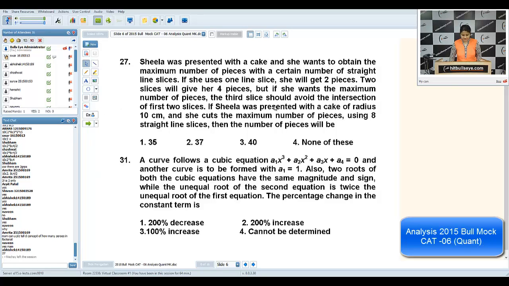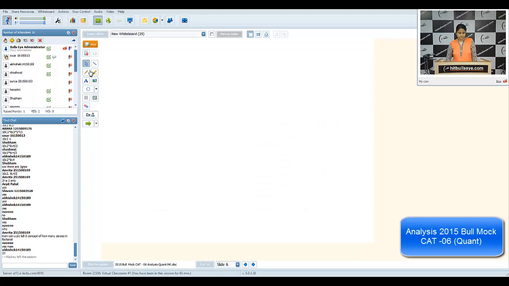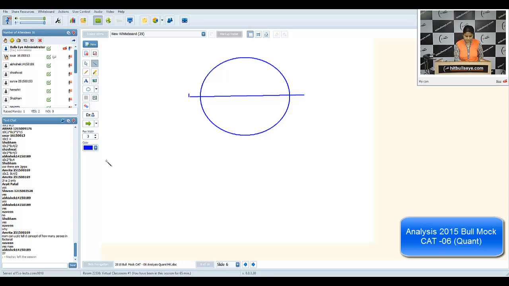27th, Abhishek. Okay. Sheila was presented with a cake and she wants to obtain the maximum number of pieces with a certain number of straight line slices. Formula based question only. Suppose there is a cake. Suppose we are taking only one line. If we are taking only one line, I'm writing pieces here. How many pieces are there?